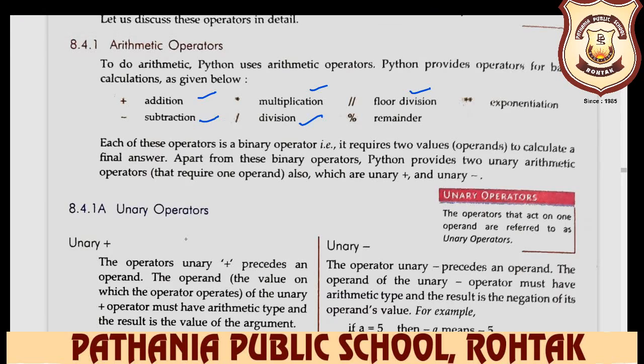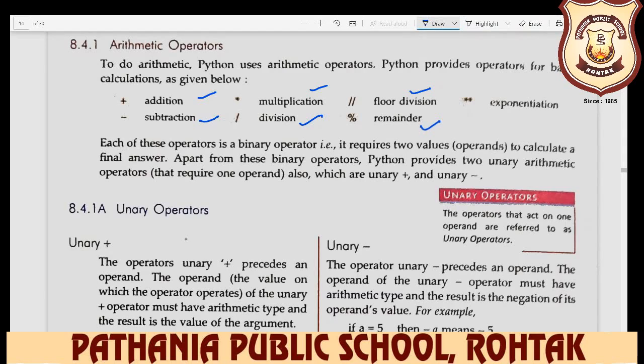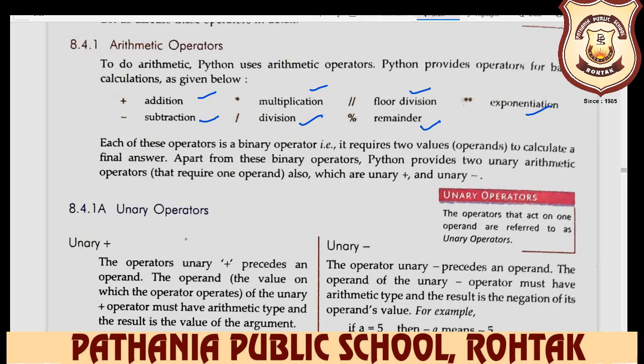Now what is the meaning of floor division? We explain it here again; we already explained it in the 7th chapter also. And remainder and exponentiation. Each of these is a binary operator. A binary operator requires two values, operands, to calculate a final answer. Apart from these binary operators, Python provides two unary arithmetic operators that require one operand, such as unary plus and unary minus.